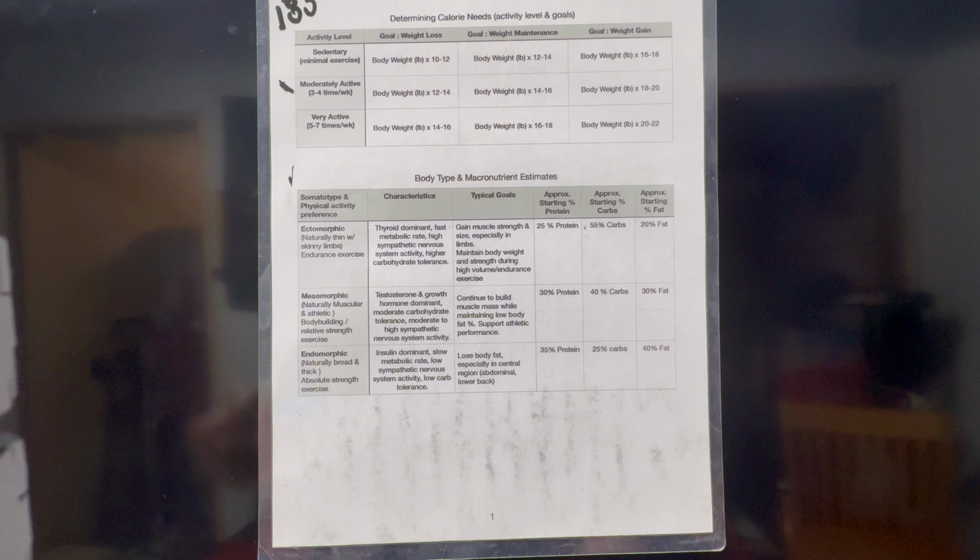Now down here, I won't get too into the weeds with this, but we have some physical activity, body type characteristics or preferences, okay? So we have ectomorphic, which is gonna be kind of naturally thin with skinny limbs, mesomorphic, which is naturally muscular and athletic, and then endomorphic, which is naturally broad and thick. So there's kind of 3 types of body types. So you can pick and choose which one of those you feel like you are. I won't go too deep into the characteristics there. If you want, you can pause this video and read those.